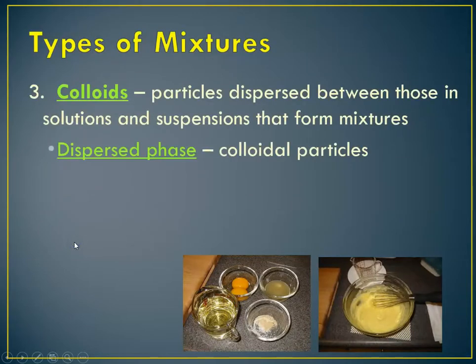And then another type of mixture is a colloid, and one of my favorite types of colloid would be mayonnaise, which is a mixture of what you see here, which is some lemon juice, some seasonings, some eggs, and some oil. And it's whipped around, in this case with a whisk, and you actually have the particles dispersed between the size of solutions and suspensions. So the particle size is intermediate, so it's greater than a nanometer, but less than 100 nanometers. And the stuff stays dispersed, so they're called colloids.